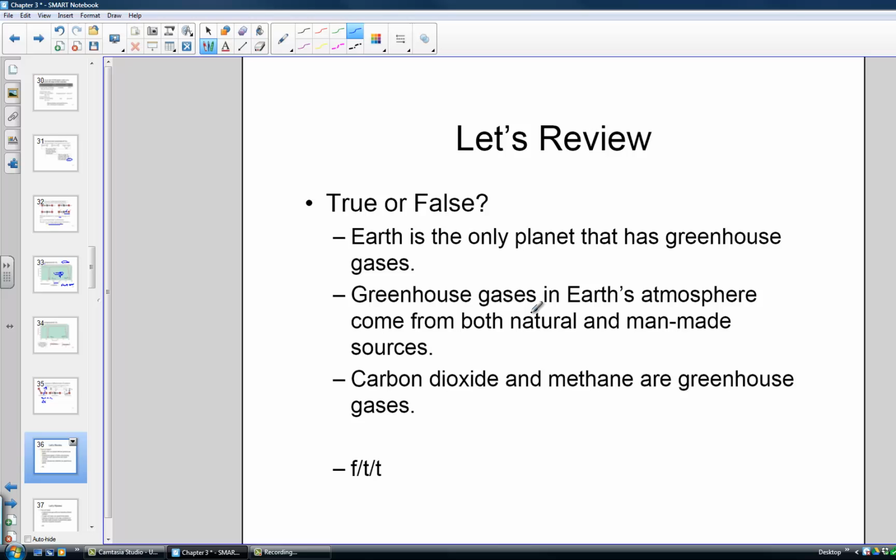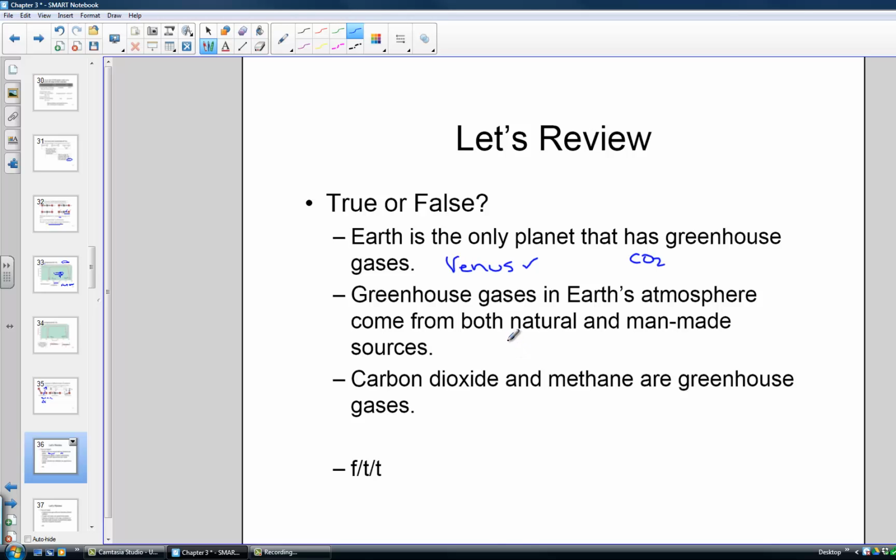So let's review. True or false, this question will say. And these are just highlighted from our chapter. Earth is the only planet that has greenhouse gases. Well, that took us back to a previous note, I think it was lesson 1, where it talked about Venus, which was 90-some% carbon dioxide and methane in its atmosphere, a planet that is very much involved with greenhouse gases. So Earth is not the only planet. Venus also has an atmosphere that contains carbon dioxide and other greenhouse gases, and it exhibits a warming due to that as well.